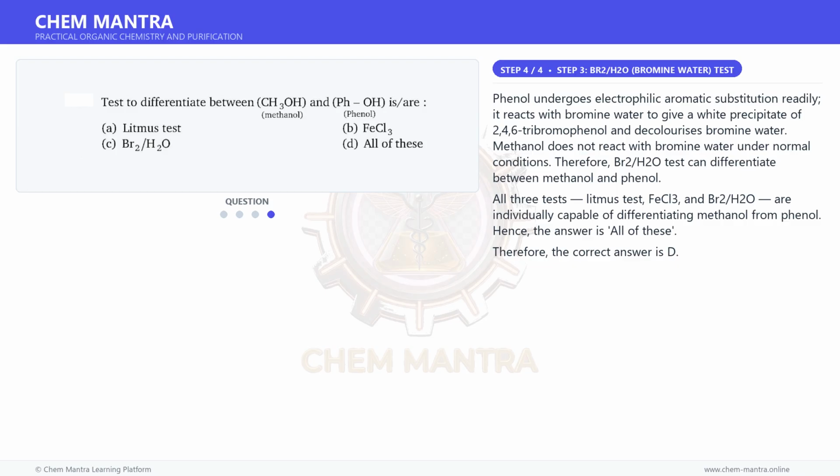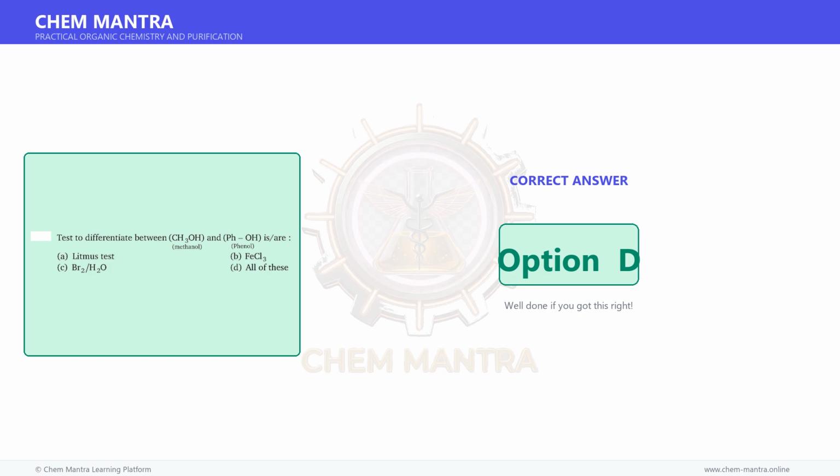All three tests, litmus test, FeCl3, and Br2/H2O, are individually capable of differentiating methanol from phenol. Hence, the answer is all of these. Therefore, the correct answer is option D.